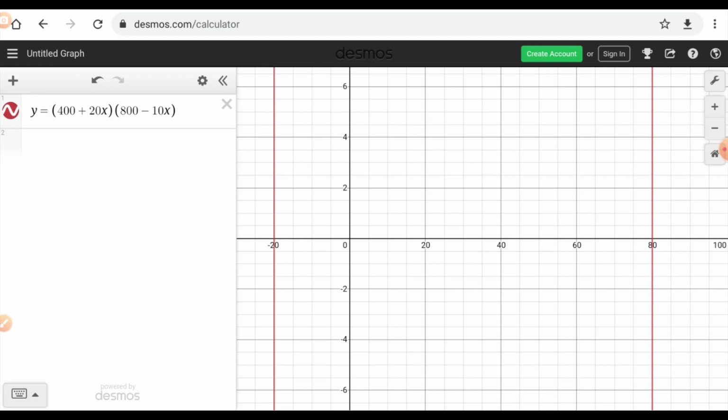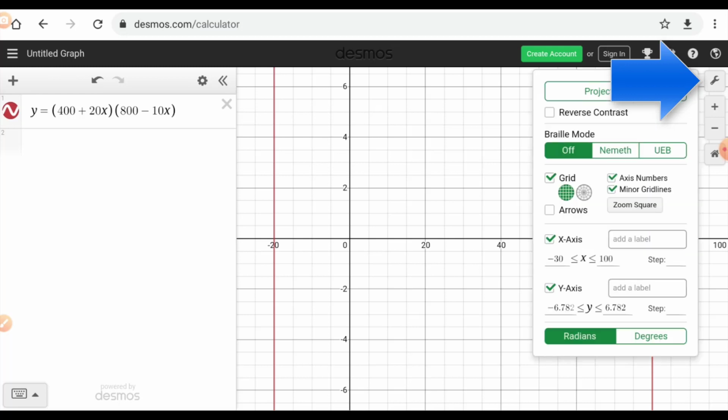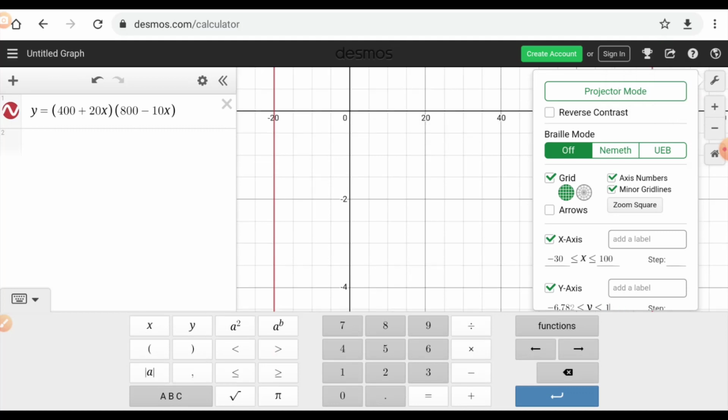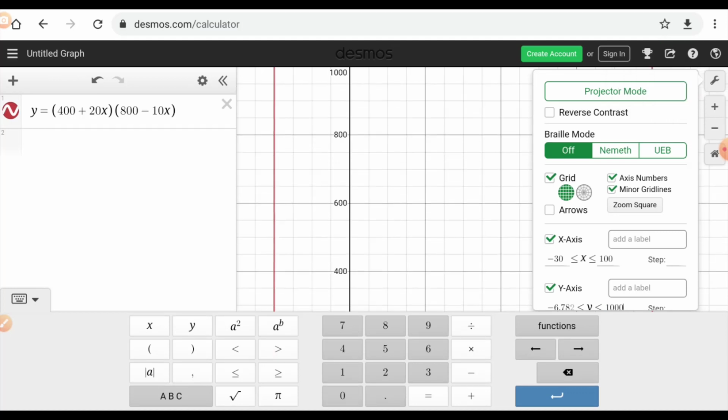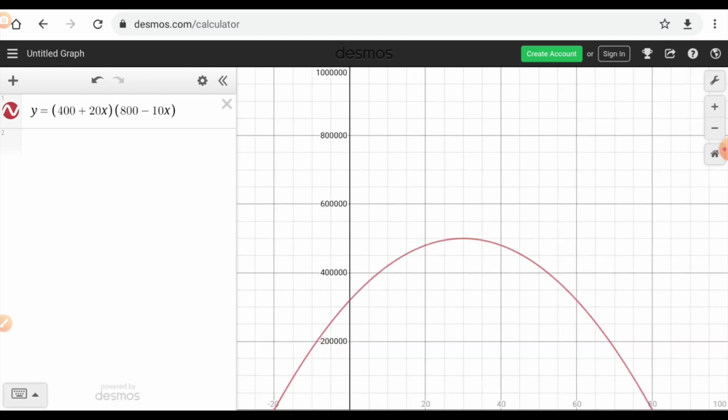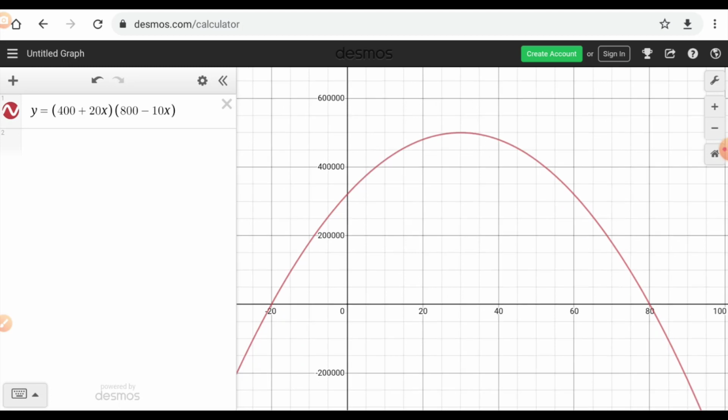Now we don't see the maximum point on this graph, so let's change it. And we said it was 500,000. So that means I need to change my y value to, let's just change it to 1 million. Perfect. 1 million and beautiful. And there's the graph for this problem.